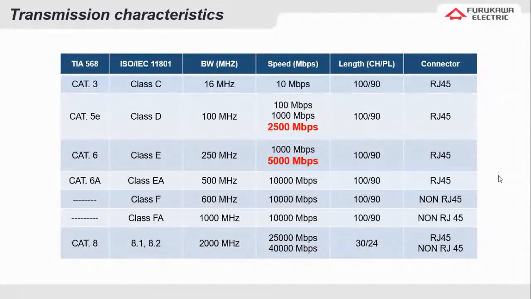Finally, CAT.8 is available in two different versions. We have 8.1 and 8.2, only the former using RJ45 connector. It was designed for applications ranging from 25 to 40 gigabits per second, so it's used almost exclusively in data centers. But there are a few considerations here that we will mention a few slides ahead.